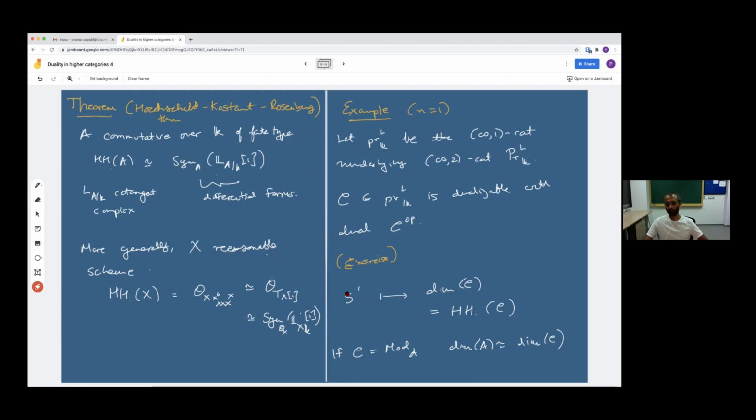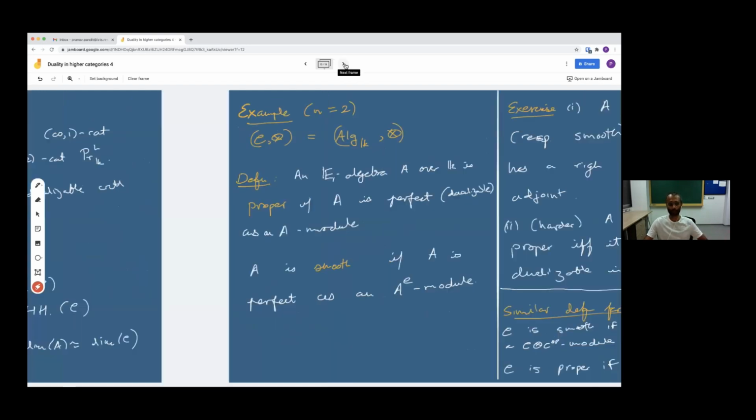And the value on S1 is going to be, again, the Hochschild homology of C. And if C is modules over A, then the Hochschild homology of A is the same thing as the Hochschild homology of C. That actually follows from this theorem. This is an exercise, that these two are the same, just using the cobordism hypothesis: that the dimension of A is the dimension of C, using the cobordism hypothesis and the fact that Alg mapping to PrL is fully faithful.